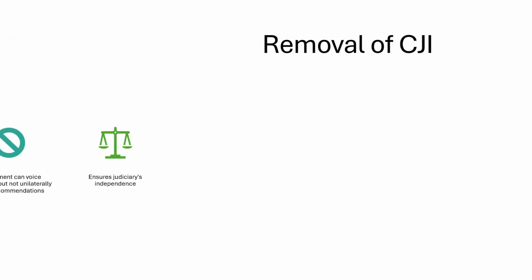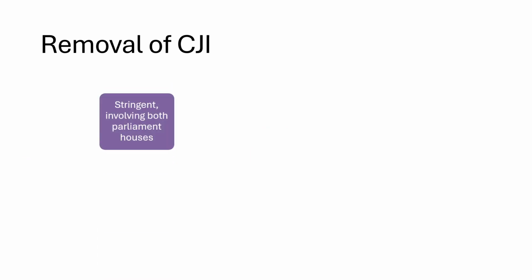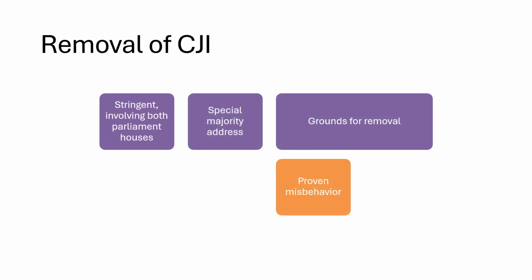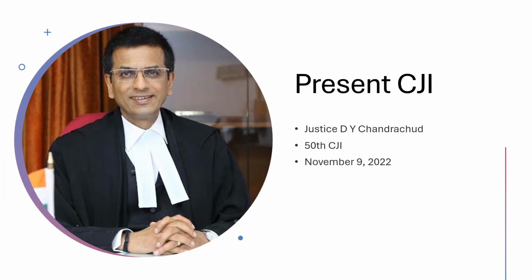Lastly, the process for removing the Chief Justice of India is stringent and involves both houses of Parliament passing an address supported by a special majority. Grounds for removal can include proven misbehavior or incapacity. As of today, Justice D.Y. Chandrachud serves as the 50th Chief Justice of India, assuming office on November 9, 2022.